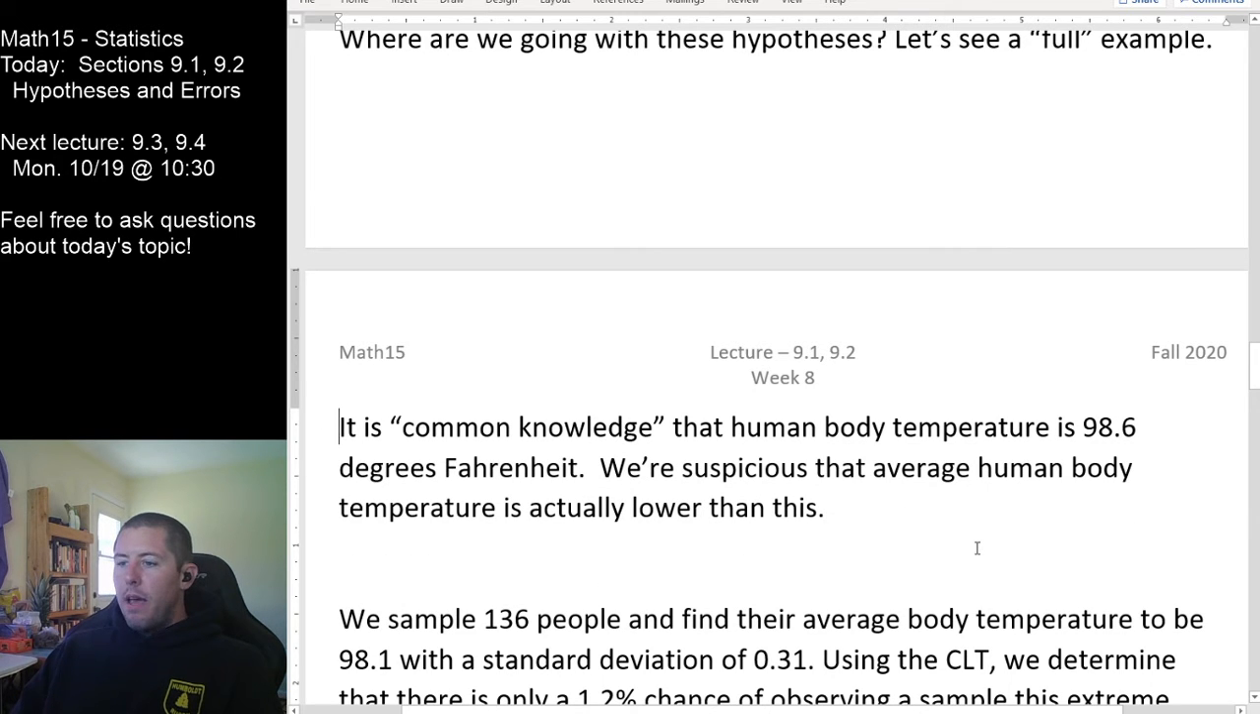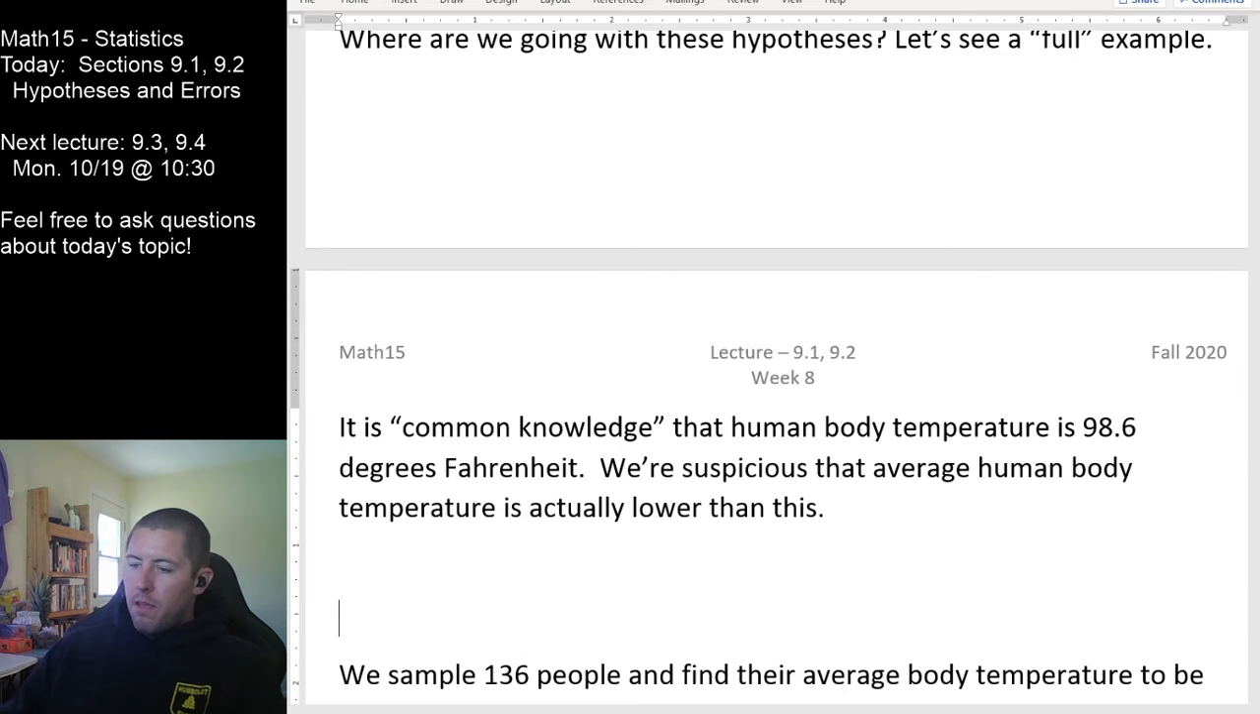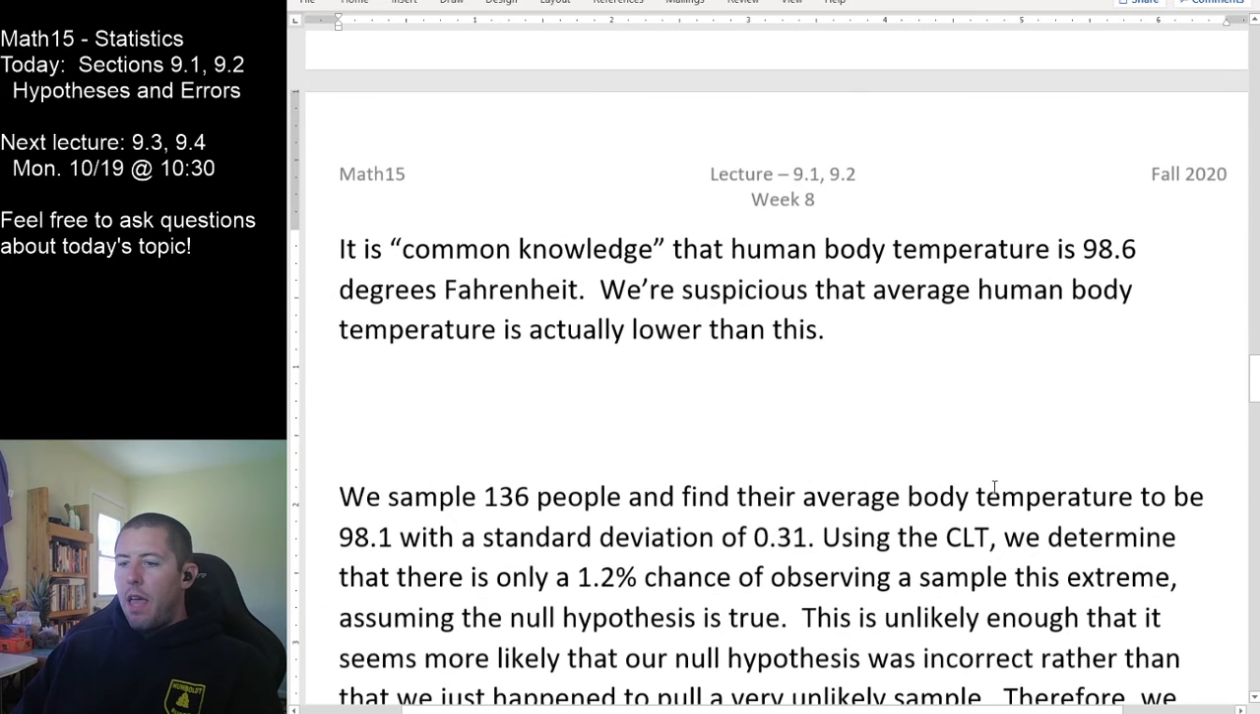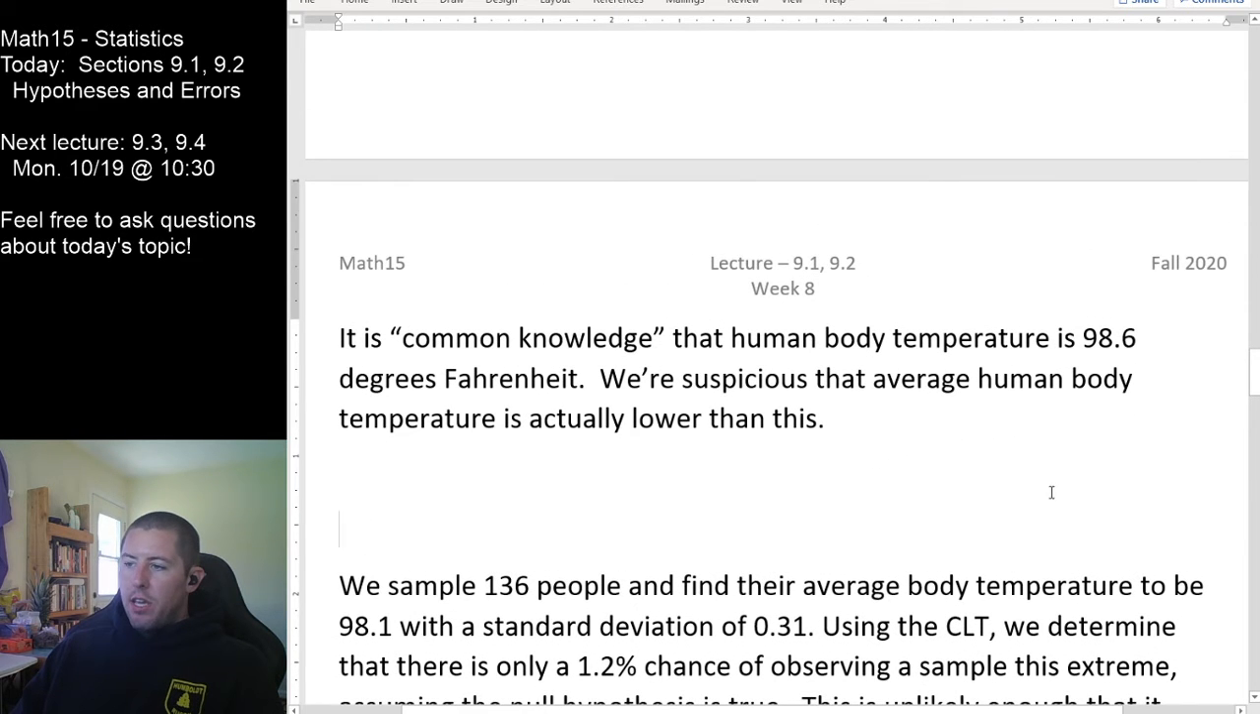So here is my setup statement, and then the what-we-do paragraph right there. It is common knowledge that human body temperature is 98.6 degrees Fahrenheit. We're suspicious that average human body temperature is actually lower than this. So just from reading this paragraph, I can immediately state my null and alternative hypotheses.